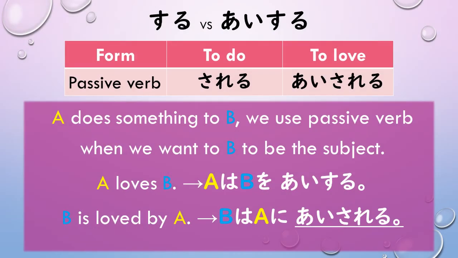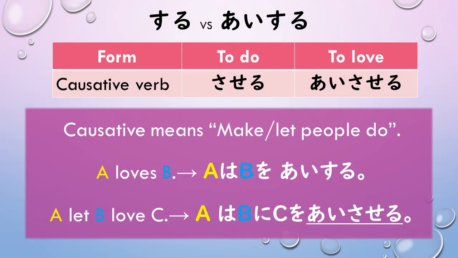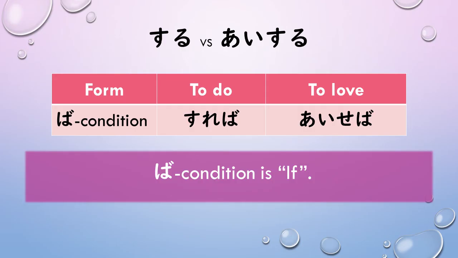Let's say person A does something to person B. We use passive verb when we want person B to be the subject. 愛する passive verb 愛される, to be loved by someone else. Causative means make or let people do. So the speaker is the one who is telling another person to do something. Causative verb 愛させる, I let someone love me. I make someone love me. Ba condition is if. If I love you, if I love somebody, 愛せば.